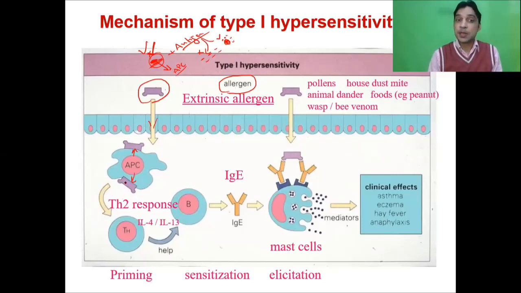The next step, the APC is going to share that information with the T cells, and more accurately with the Th2 cells. The Th2 cells will receive it. I am not going to explain all these things. We spent a whole semester on it.